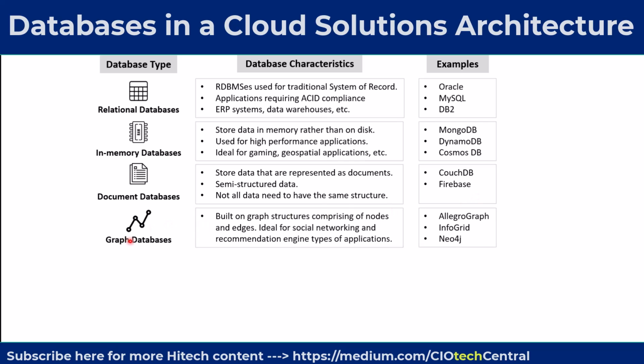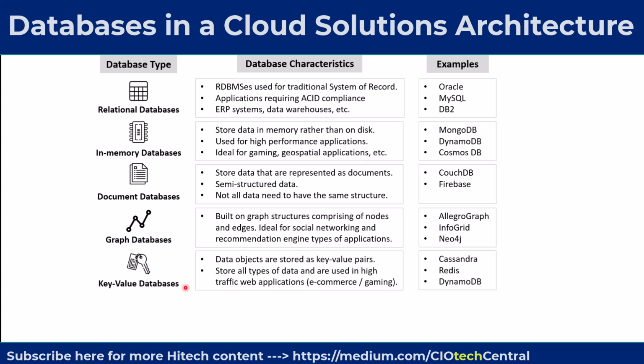Graph databases are built on graph structures comprising of nodes and edges. The nodes refer to entities and edges represent relationships between data. The data in these databases thus can be visualized as graphs and are ideal for use cases where data have a lot of interconnected relationships. They're ideal for social networking and recommendation engine types of applications, and also for fraud systems and geospatial systems. Examples of these databases are AllegroGraph, Infogrid, and Neo4j.